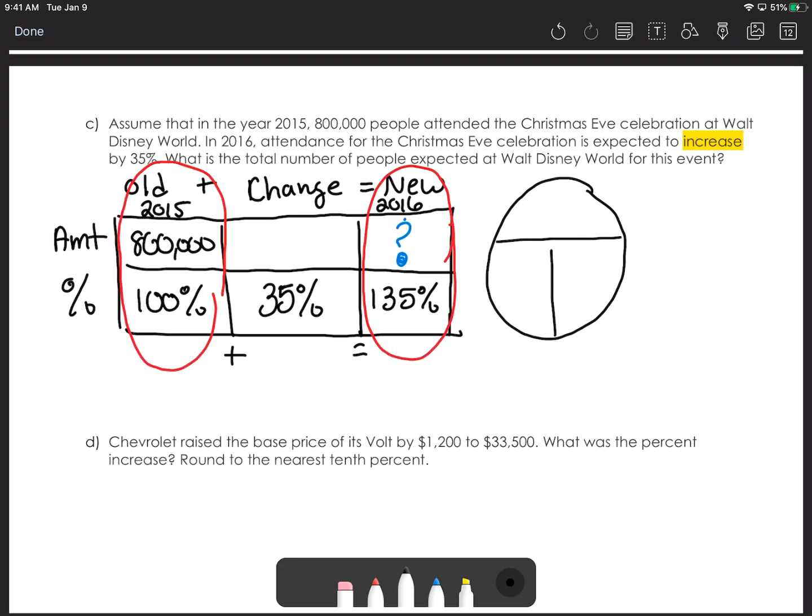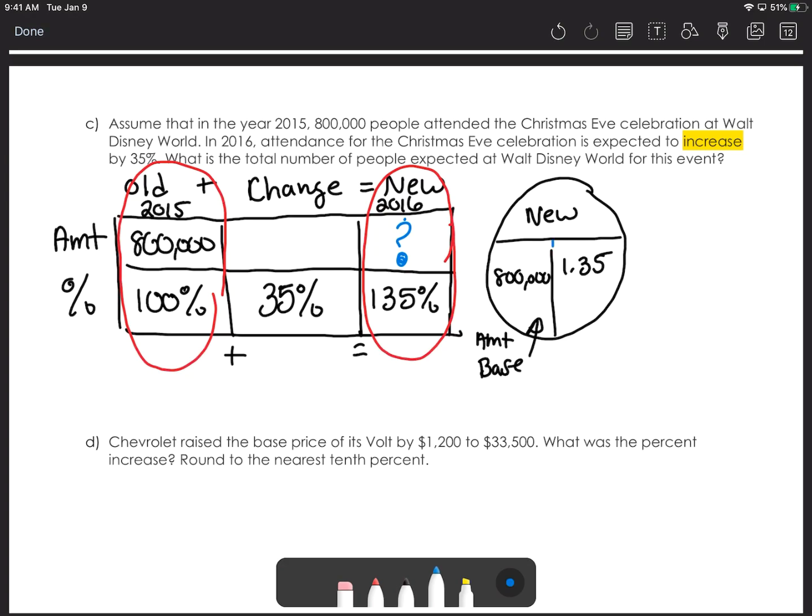So in my circle, I'm going to put my 800,000 for the amount. Remember, this is always the amount of the base. This is not a percentage, by the way. It's always going to be the amount of the base, not the percentage. And then we're looking for the new value, and the percent goes here. Now it's 135%, but when we put it in as a decimal, it would be 1.35.